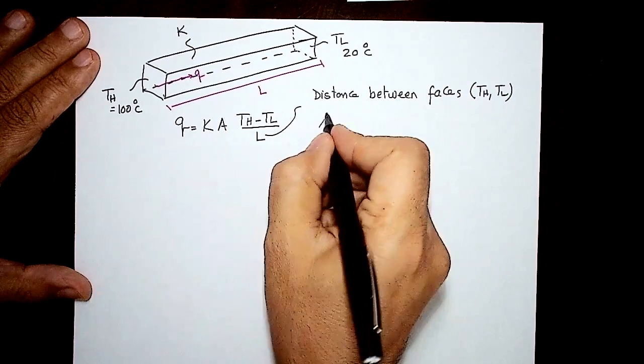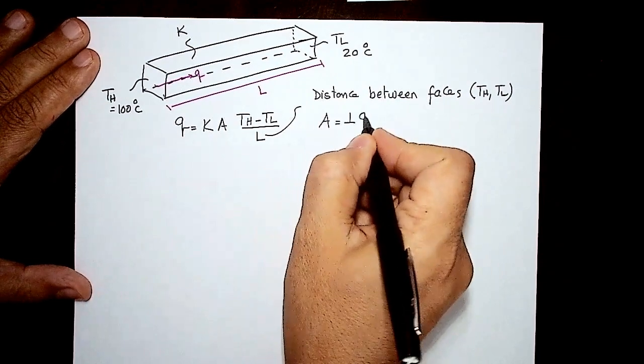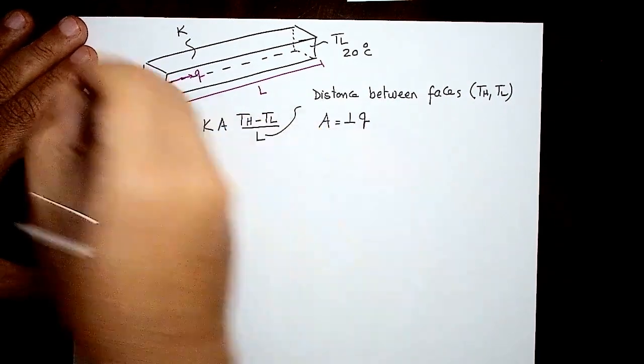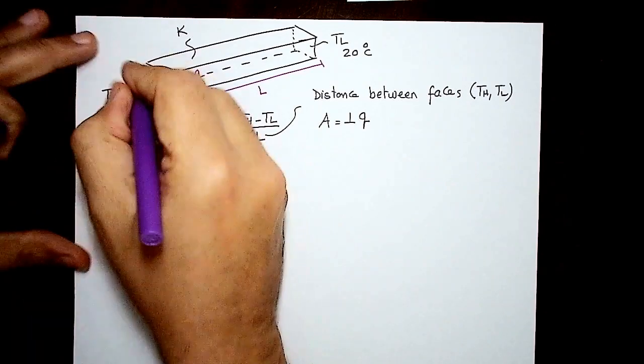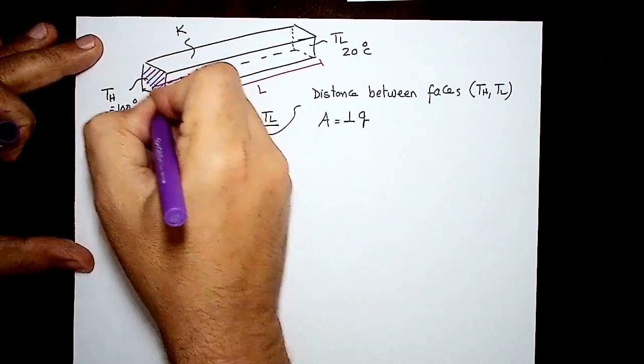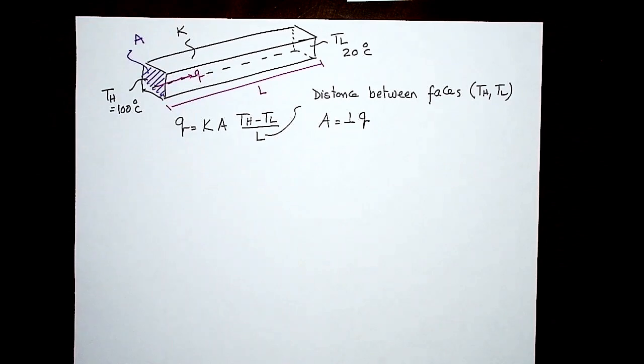The area I'm looking for is the area that's perpendicular for the heat transfer, right? Which is this area here. This is the area I'm looking for. So now I can apply the equation and use it.